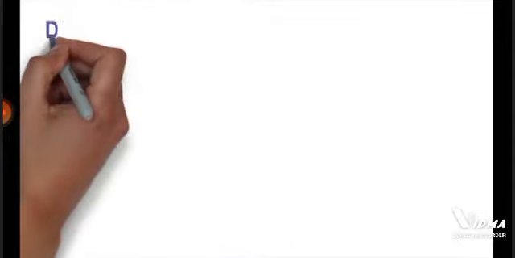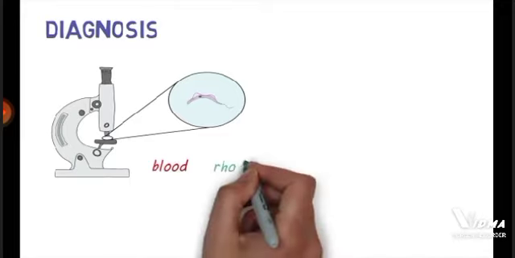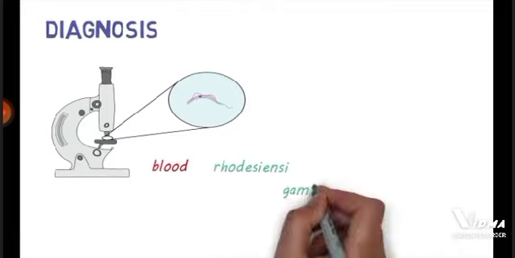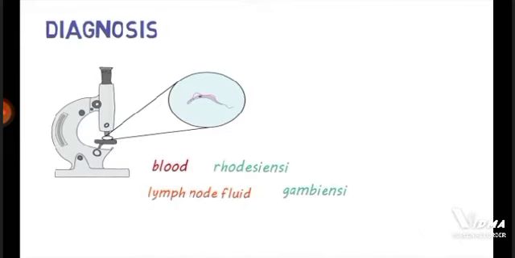The disease is diagnosed by laboratory techniques, usually by examining the blood under the microscope and looking for the parasite. This usually works well for Rhodesiense infections, but is harder to do for Gambiense infections. The classic method of diagnosing Gambiense infections is by examining fluid from a lymph node under a microscope. Second stage infections can be diagnosed by examining cerebrospinal fluid.